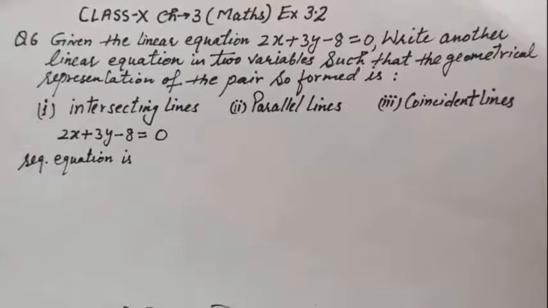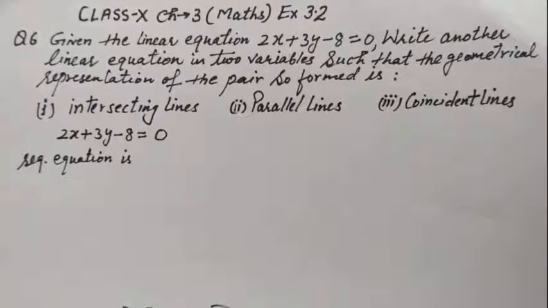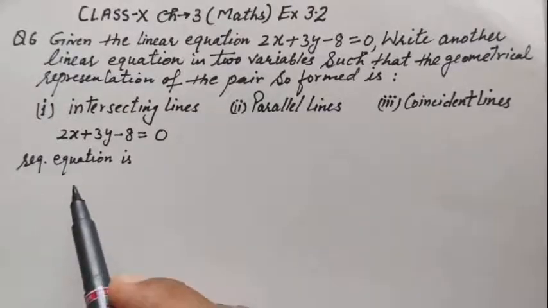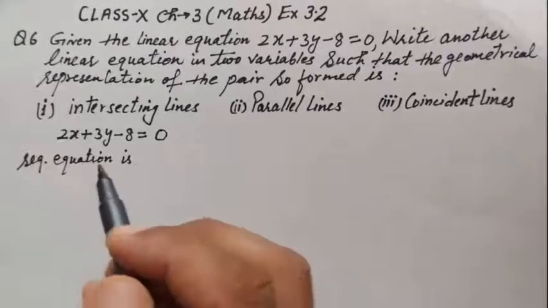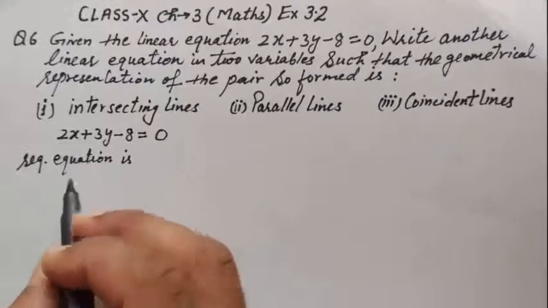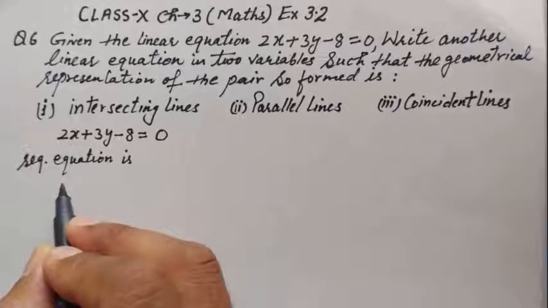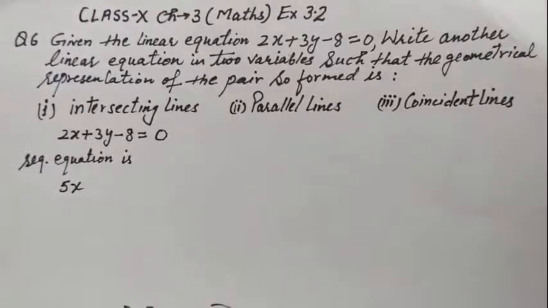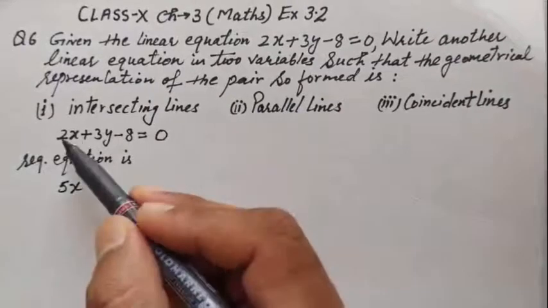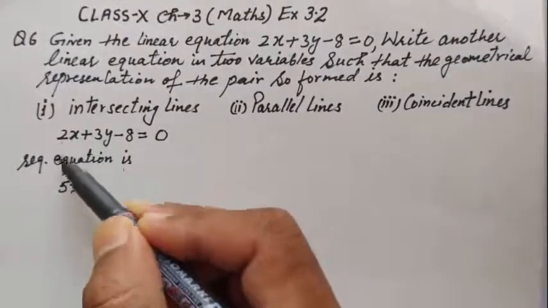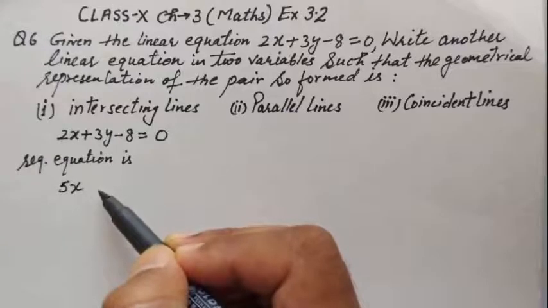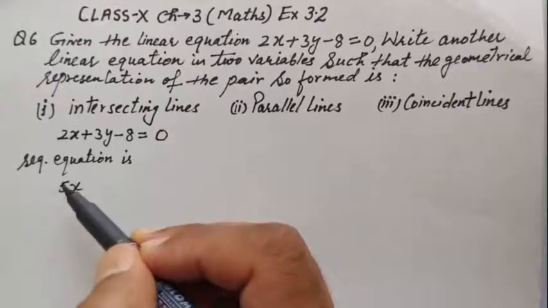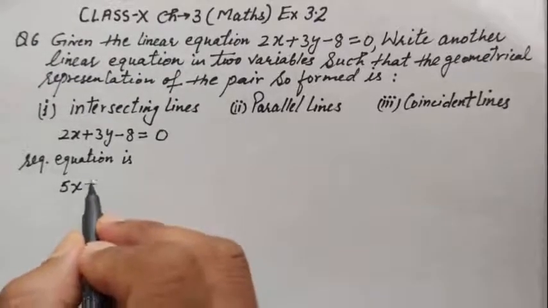Now we have to write the required equation in such a way that a1/a2 does not equal b1/b2. First of all, I take any coefficient with x. Suppose I take 5x; you can take 7x, 9x, anything else. Now a1/a2 is 2/5. b1/b2 should not come out as 2/5, it should be anything other than 2/5. So I can write 7y.